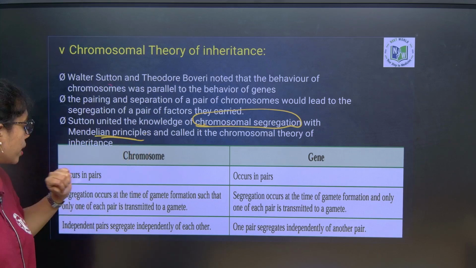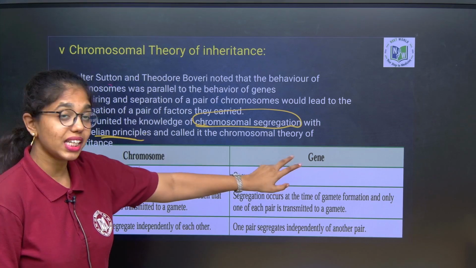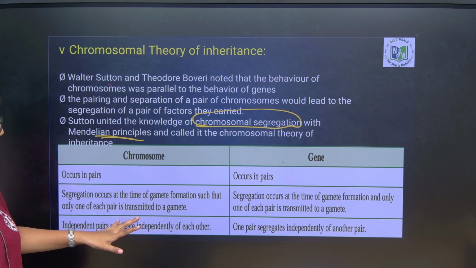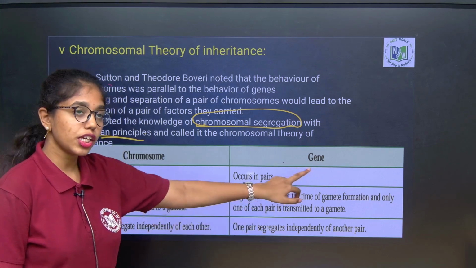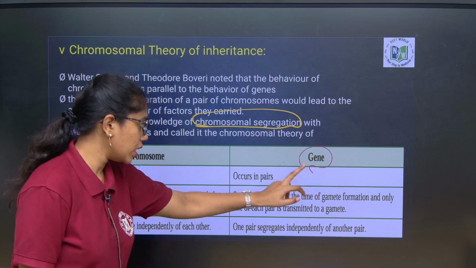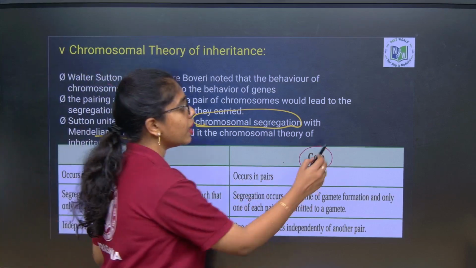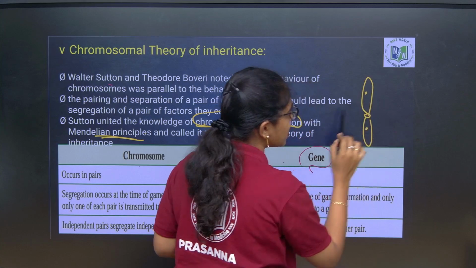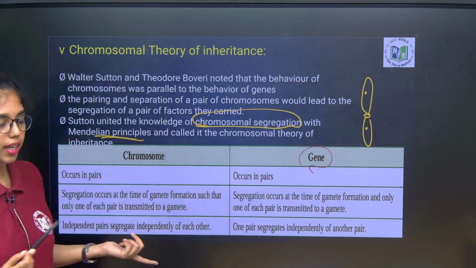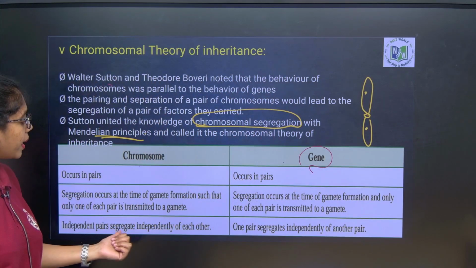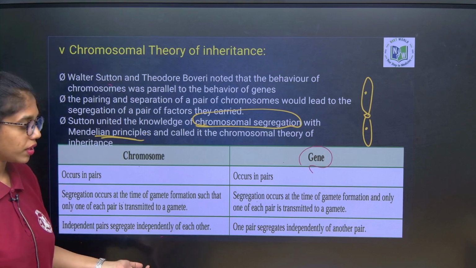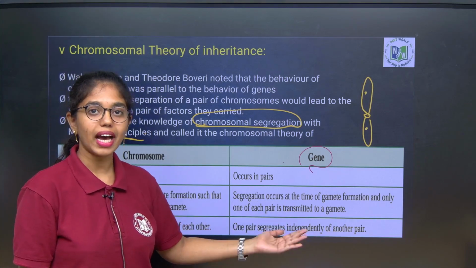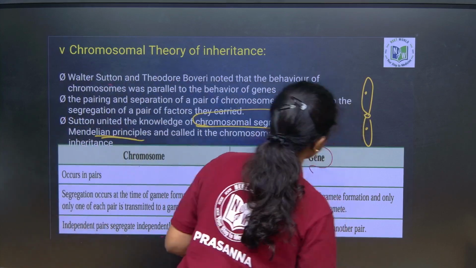One is that chromosomes and genes occur in pairs, and segregation at the time of gamete formation is seen. The same segregation at the time of gamete formation is also seen for genes, because it is simple, right? Where are genes present? Genes are present in the chromosome. Segregation of chromosomes will give you segregation of genes as well. Independent pairs segregate independently of each other. One pair will segregate independently of the other pair of genes, like that.